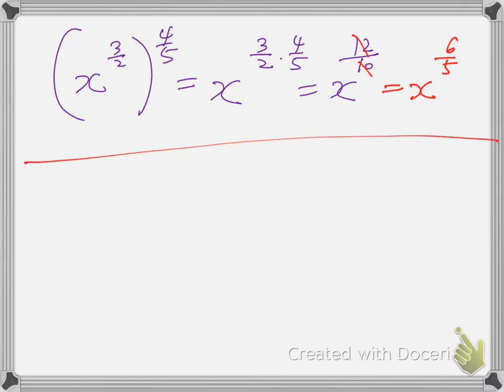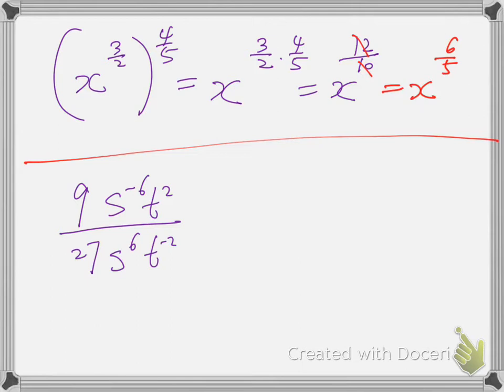So let me write down a harder example. 9 s to the negative 6 power t squared, divided by 27 s to the 6 t to the negative 2 power, and then the whole thing raised to the 3 over 2 power. If you have this kind of example, you should simplify whatever is inside first, right? Sorry, I wrote down the wrong question. So the whole numerator goes to the 3 over 2 power, and the denominator goes to the 2 over 3 power. Okay, they're different.